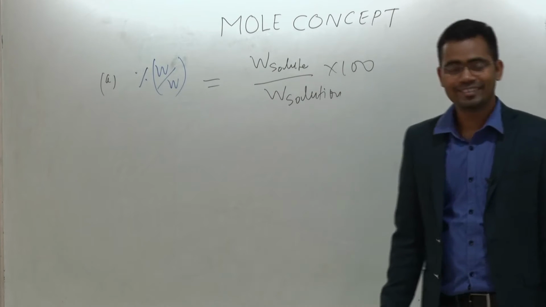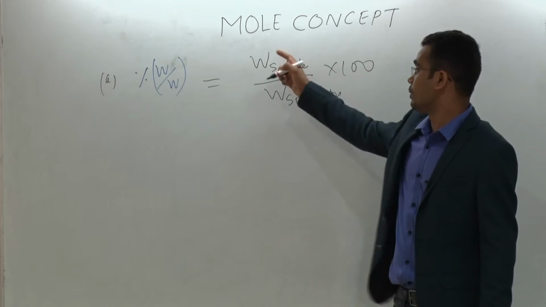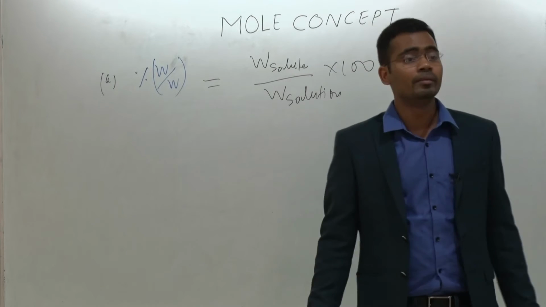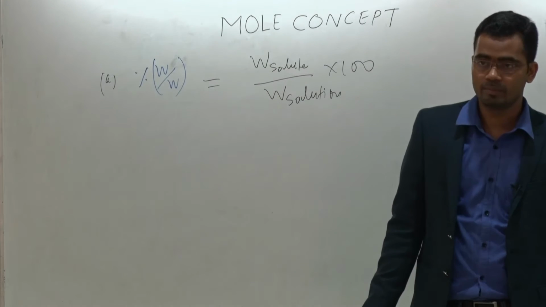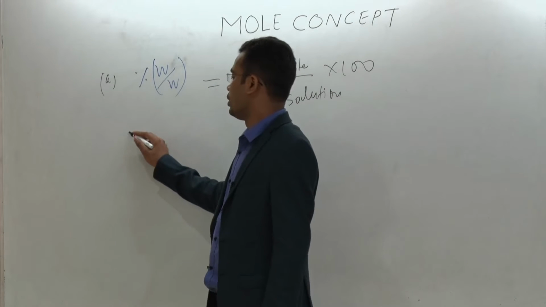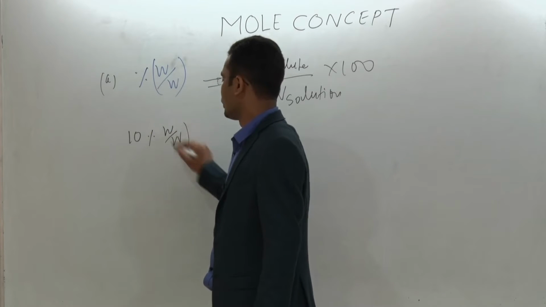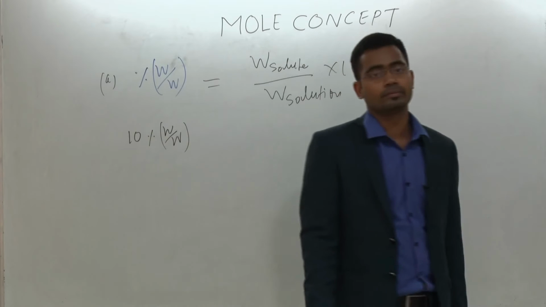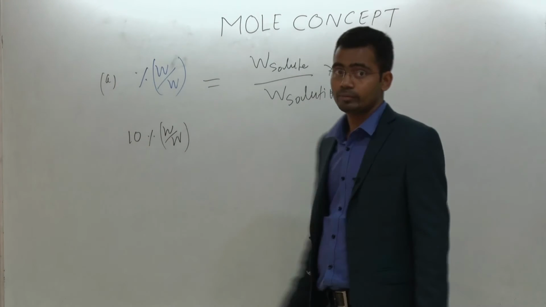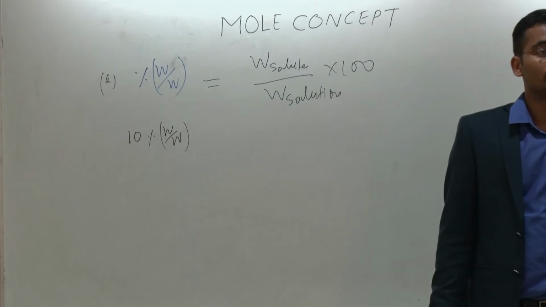Yes. Good. And here there is no restriction. If you use grams, you have to use both in the same unit. Both must be in the same unit. So write down: 10% weight by weight. What does it mean? For every 100 grams of solution, there are 10 grams of solute.